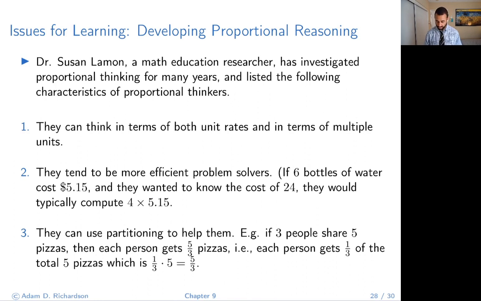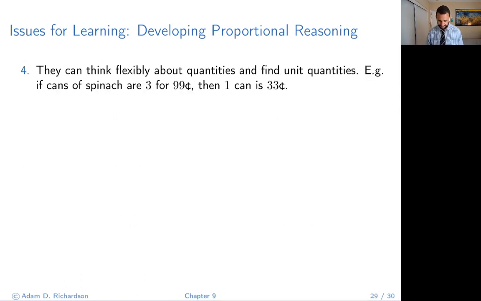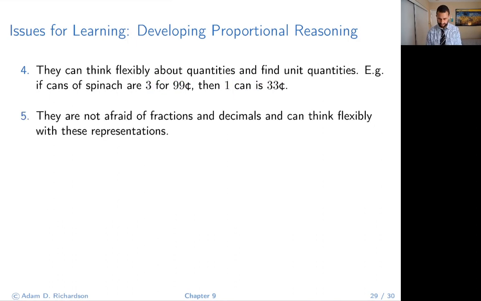So for example, if 3 people share 5 pizzas, then each person gets 5/3 pizzas. Why is that? Well, each person gets 1/3 of the total 5. So 1/3 of 5 is 5/3. That's how much they get, right? So yeah, there you go. They can think flexibly about quantities, and they can find unit quantities. So for example, if cans of spinach are 3 for 99 cents, then 1 is 33 cents.